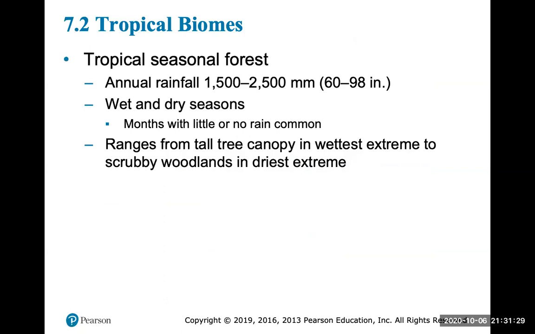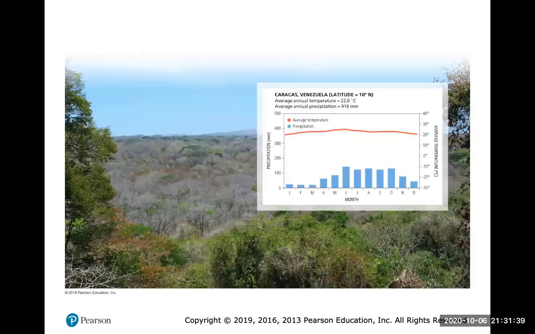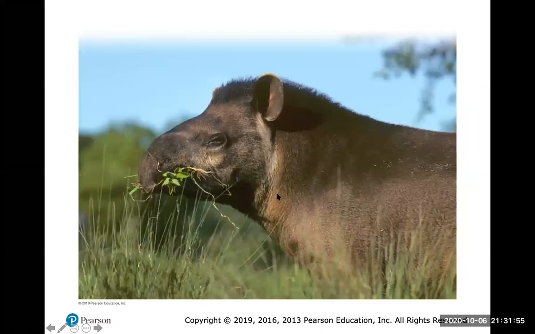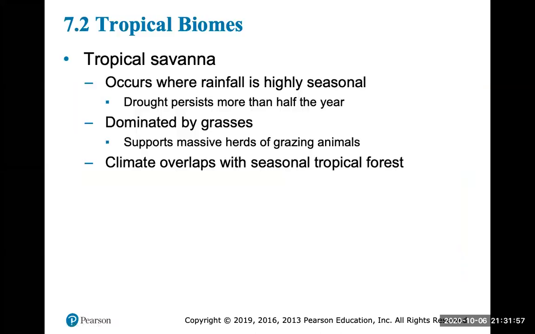Tropical seasonal forest: the annual rainfall is slightly less. There's a wet and dry season. It ranges from tall tree canopy in the wettest extreme to scrubby woodlands in the driest. An example of this is in Venezuela. And again, you can see the climatograph, extremely high temperature, but there's a wet and a dry season. There are more months with lots of rainfall and fewer months with less. And here's a typical animal in that biome.